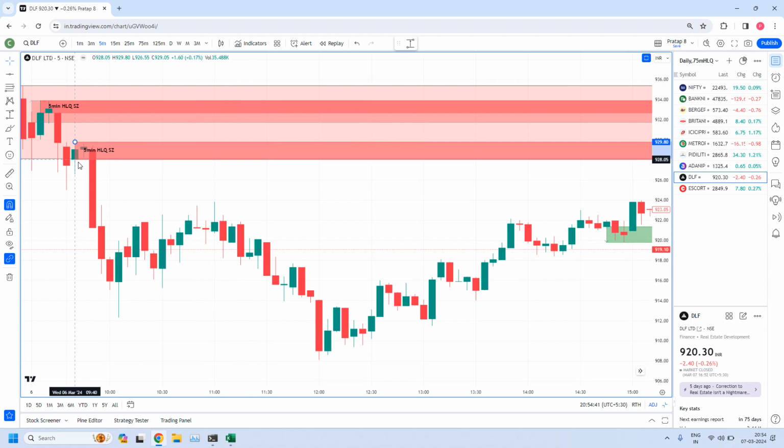Now let me draw it so that it lies exactly within the zone. I mean, not wick to wick, the lowest body.